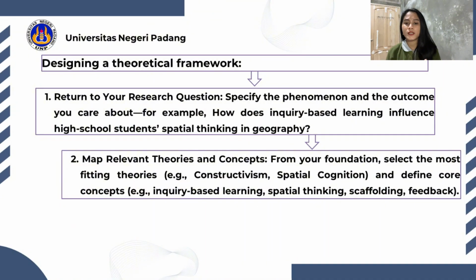1. Return to your research question. Specify the phenomenon and the outcome you care about. For example, how does inquiry-based learning influence high school students' spatial thinking in geography? 2. Map relevant theories and concepts from your foundation. Select the most fitting theories. Example, constructivism and spatial cognition, and define core concepts: inquiry-based learning, spatial thinking, scaffolding, and feedback.